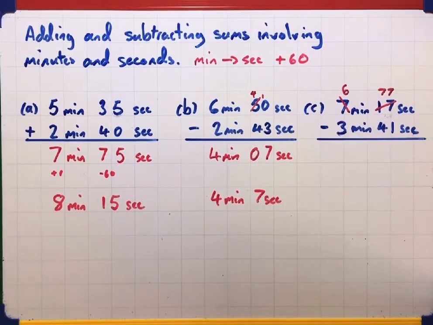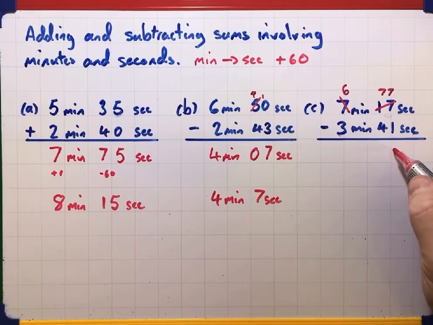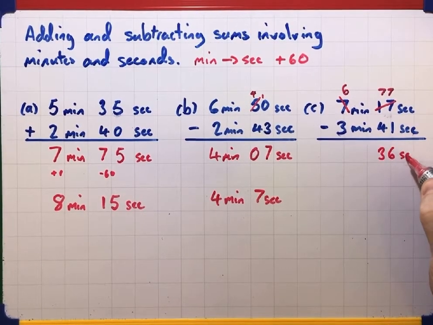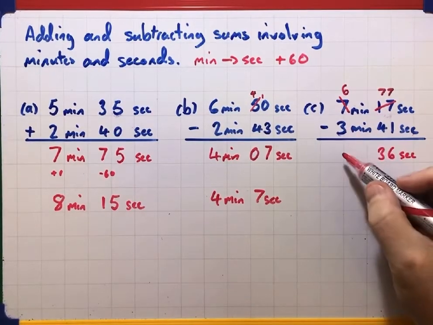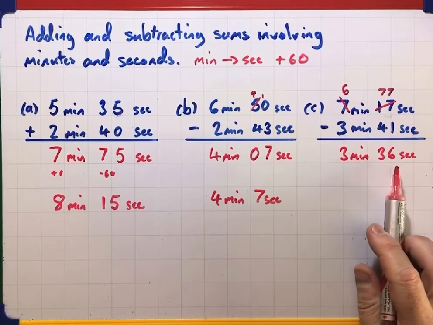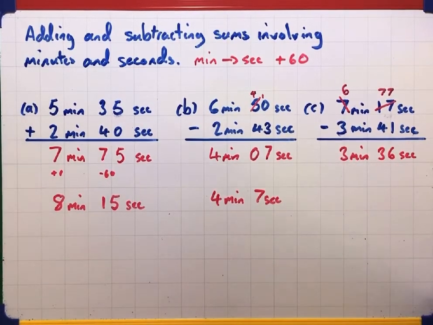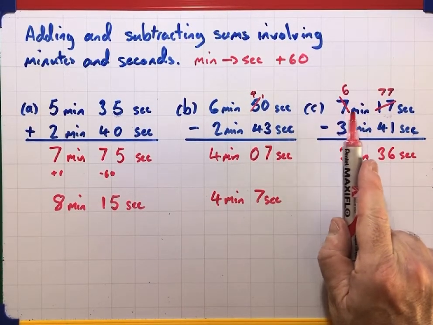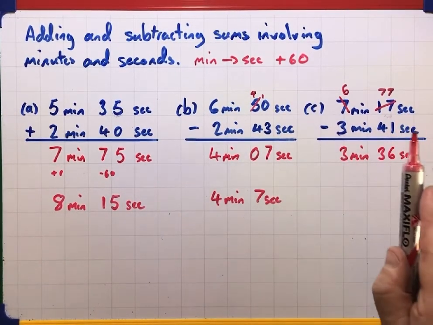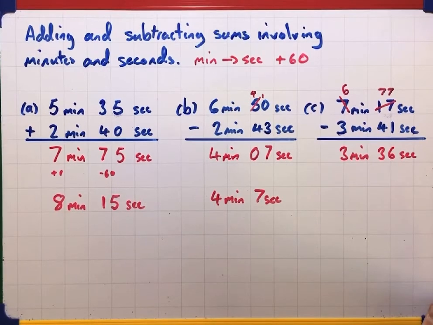We can now do the sum. 1 away from 7 is 6, 4 away from 7 is 3. And 3 away from 6 is 3. So that gives us 3 minutes and 36 seconds. So remember, anytime you borrow from the minutes to go to the seconds, you need to add on 60, not 100. Okay? Okay, you should be okay to have a go at the last question in that exercise now.